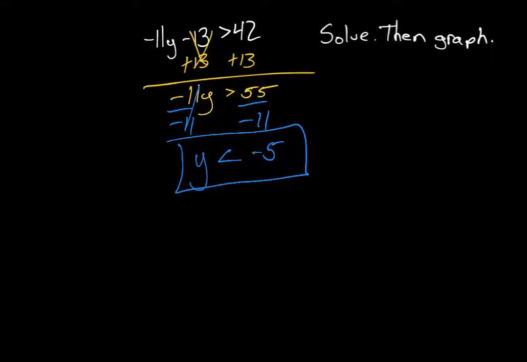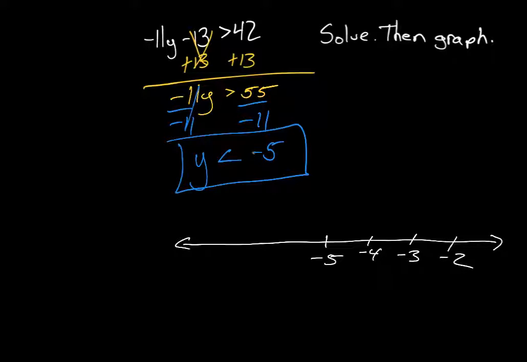So I've solved it. The next thing I need to do is graph. So I'm going to draw my number line. I'm going to put negative 5 over here. Negative 4. Negative 3. Be very careful when you're graphing negative numbers because they can be a little bit tricky. Okay. My circle goes on negative 5.